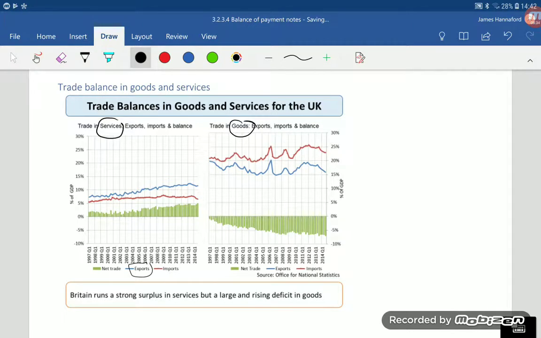However, the problem is that we import too many goods. You can see this red line here. We import too many goods and we don't export nowhere near enough. The consequence of which is the UK runs a current account deficit. It should be added, notwithstanding primary and secondary income. That is, if we include primary and secondary income, we still run a current account deficit.